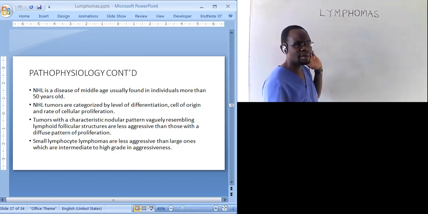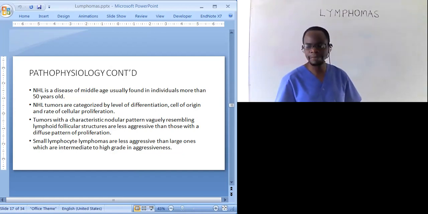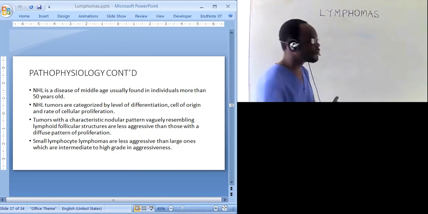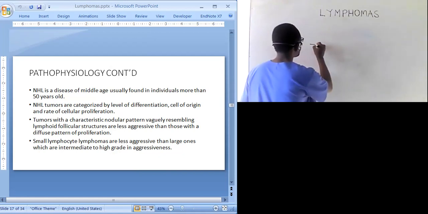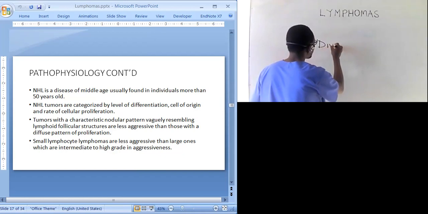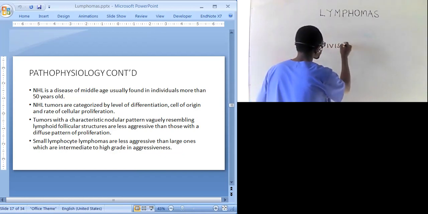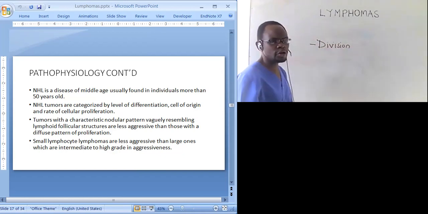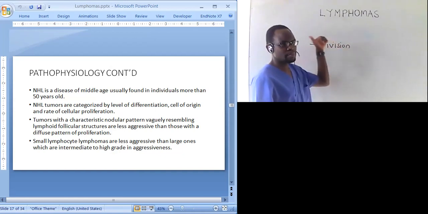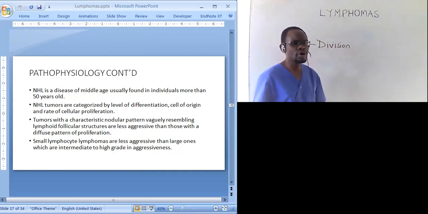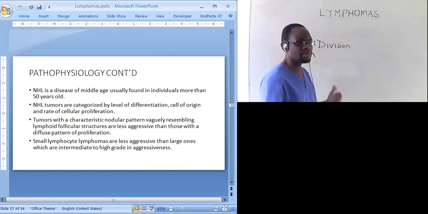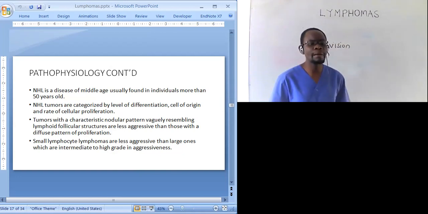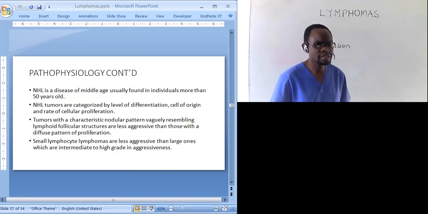They are less aggressive than the large ones which belong to the blast. Remember, we said in the blast stage, what actually happens is that we have a lot of division. And if we have a lot of division in the blastic phase, then those cells are more aggressive, or the condition will be more aggressive.